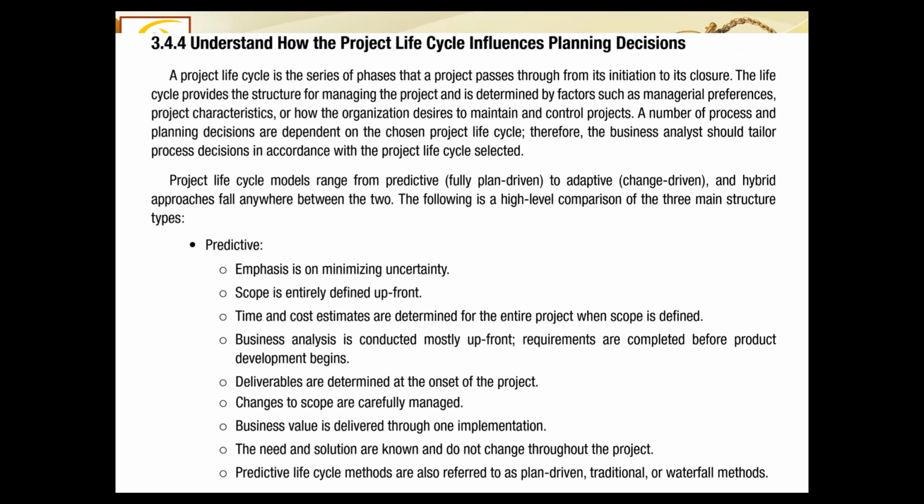As far as the predictive life cycle is concerned, emphasis is on minimizing the uncertainty. So we know almost everything. There is very little uncertainty in predictive life cycle projects. Scope is entirely defined upfront. Time and cost estimates are determined for the entire project when scope is defined. Business analysis is conducted mostly upfront. Requirements are completed before product development begins.